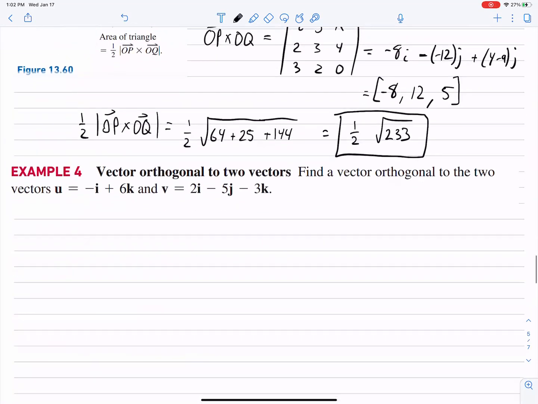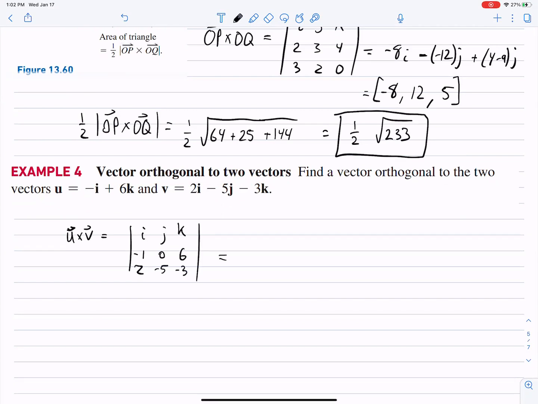Now, another thing that you can do with cross products is it gives you a vector orthogonal to two vectors simultaneously. So find a vector orthogonal to the two vectors there. And so you just take their cross product. Their cross product will be orthogonal to both of them. So U cross V is going to be I, J, K. Negative 1, 0, 6 are the components for U. And the components for V are 2, negative 5, negative 3.